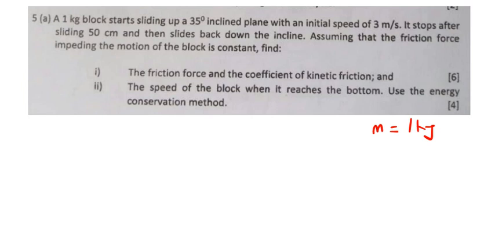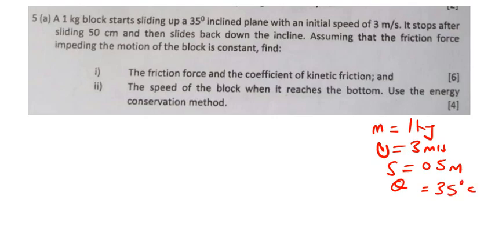What about the speed on the plane? The initial speed, we're given that it is 3 meters per second. The distance we've been given as 0.5 meters. Then the angle we've been given is 35 degrees. Acceleration due to gravity is going to be affecting it because it's going against height. So this is 3 meters per second.